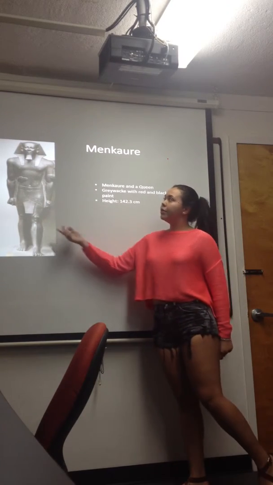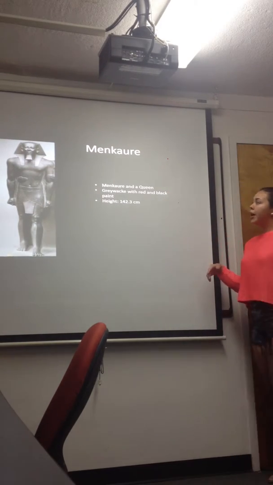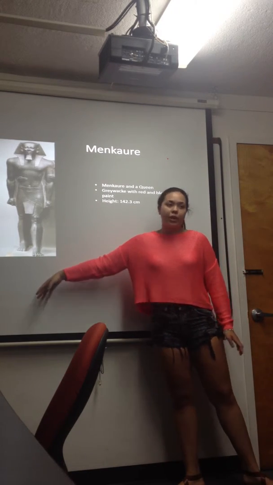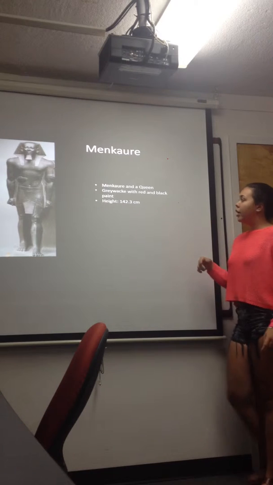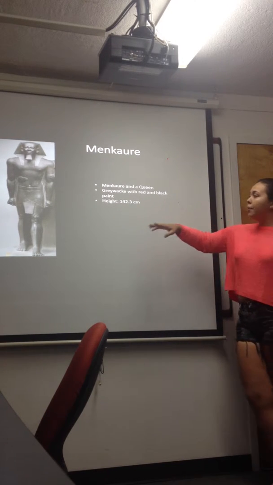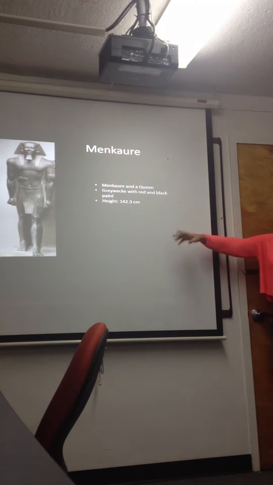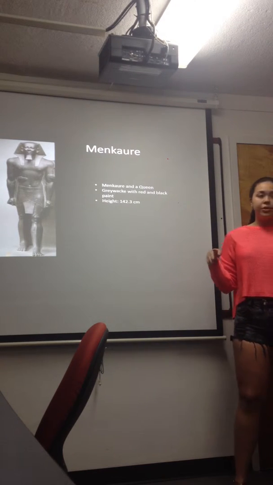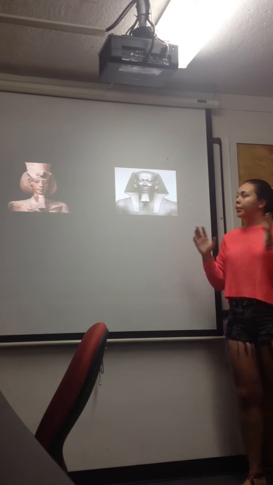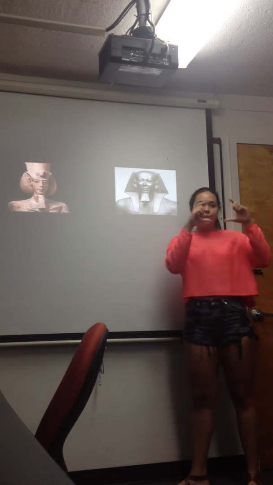And you already know Menkaure. This is a piece of Menkaure and a queen, but I'm just going to talk about Menkaure. I'm not going to talk about the queen. It's made of graywacke with red and black paint. It's 142.3 centimeters tall, and the colossal figure of Akhenaten is 4 meters. Okay, I'm going to talk about each in pieces.